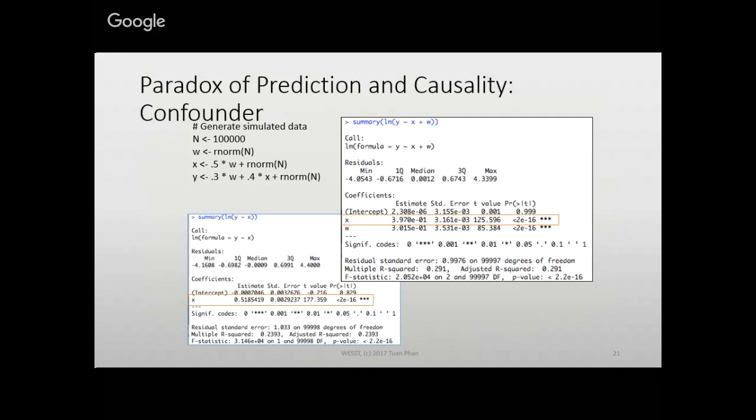About 0.397, so 0.4, plus some noise, and then we estimate W correctly as well. So I think this is a very big problem for us because we need to somehow account for our missing data.